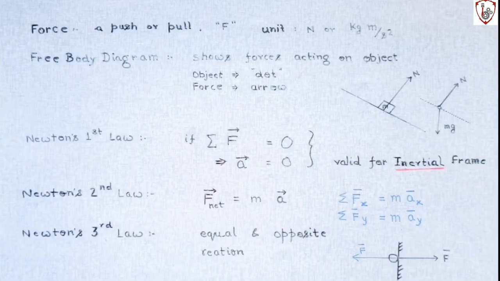We have seen the basics. What are the forces? What is a free body diagram? What are Newton's first law, second law, third law? What is an inertial frame? You need to remember that Newton's laws are applicable only in an inertial frame. We will also see when it is not an inertial frame, that means if the frame itself is moving with some acceleration or a variable velocity, then how to apply Newton's laws of motion. We will see this in pseudo forces.